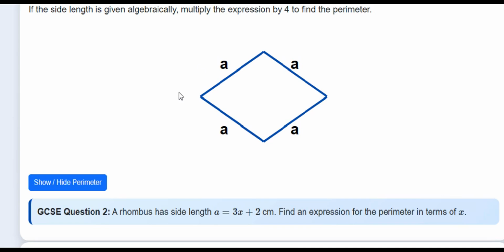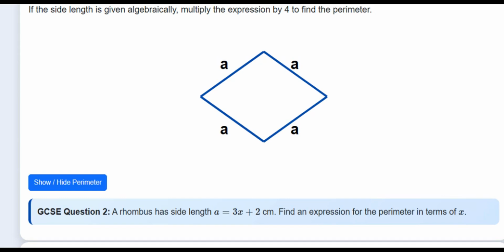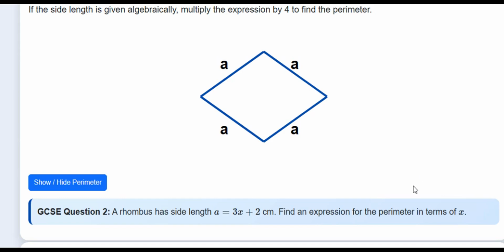Sometimes you can be given the side as an expression. Like in this case, you are told a rhombus has a side length A equals 3x plus 2 centimeters. Then you are told to find an expression for the perimeter in terms of x. So the first thing we have is A itself is given as 3x plus 2. Then, from there, you are told to find the perimeter of the rhombus.